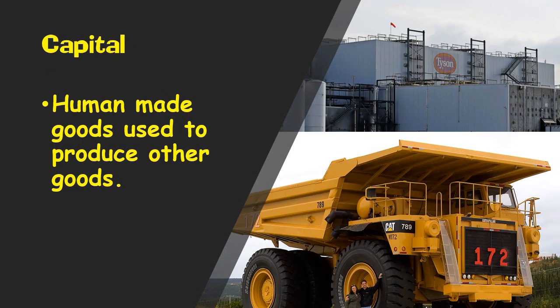Capital. Capital is human-made goods used to produce other goods. So things that we make that we use to make other things. So whether it's a dump truck or a factory or the equipment in the factory or a hammer, those things are all capital. We don't buy dump trucks because we like dump trucks. We buy dump trucks because we have something to dump. We don't buy a hammer because we think hammers are beautiful and we put them on our wall. We buy a hammer because we want to hammer something. Capital is things that we make that we use to make other things.